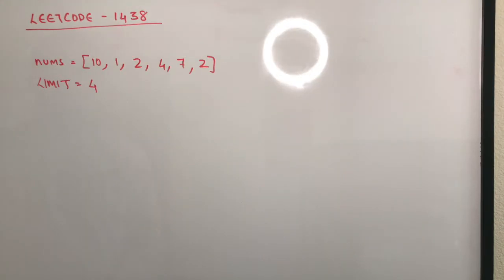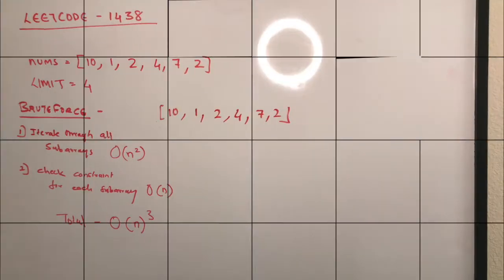So today we are solving Leetcode problem 1438. You are given two different inputs here. One is the nums array, which is an array of integers, and the other is the limit. You have been asked to find the longest subarray within the nums array for which the difference between any two numbers has to be less than or equal to the limit.